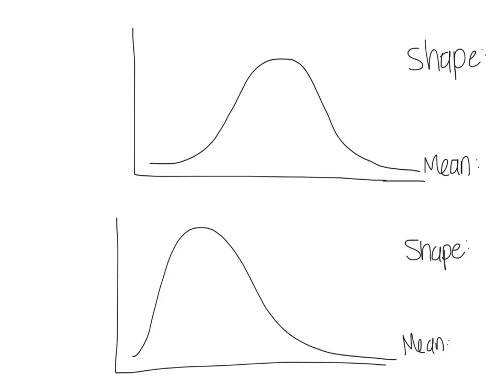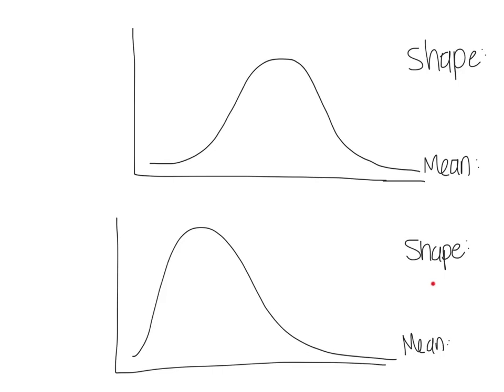So for a little extra practice, see if you can answer these questions about these graphs. Try not to peek at what we just did right before this. See if you can remember. For this graph here, what's the shape that we call it? And then where would I draw the line to show about where the mean would be?